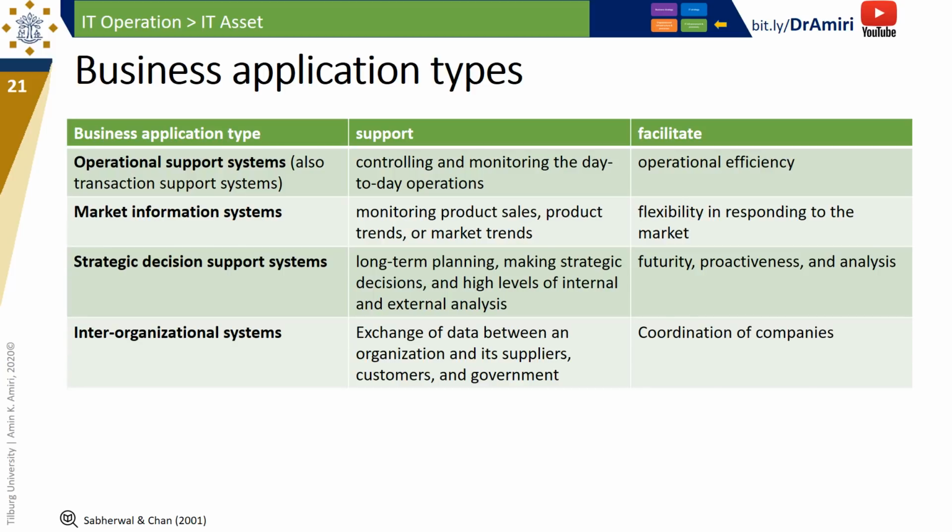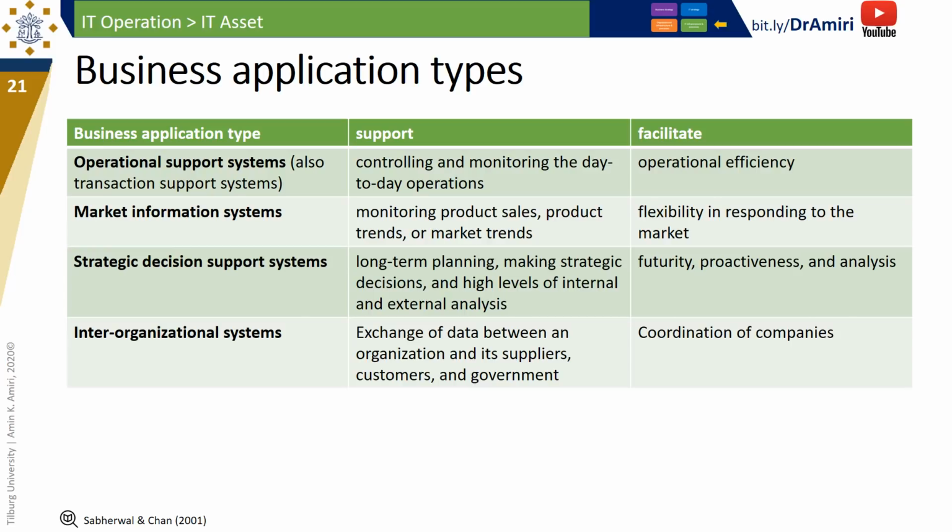The third type of business application, according to Sabherwal and Chan, is a strategic decision support system. They allow long-term planning, making strategic decisions, and also analyze the internal and external environment of an organization. They help you prepare yourself for the future, make you proactive rather than reacting to what happens in the market. And they also allow you to have an analysis of what's going on in the environment and inside your organization.